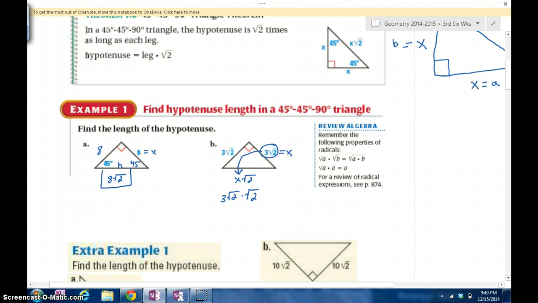Now again, it's not simplified, just like from above. We must multiply the two square root 2's, and this gets us 3 times 2, which gives us a 6 as our hypotenuse length.